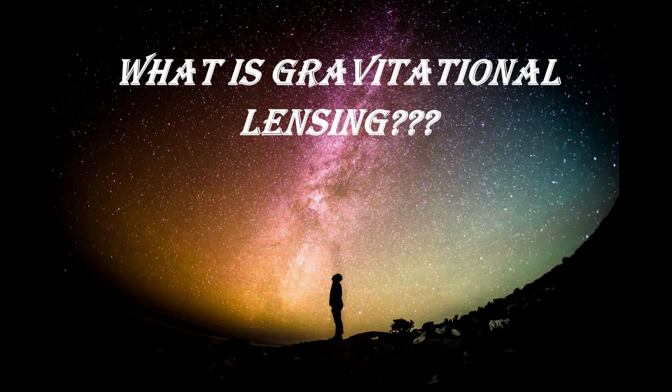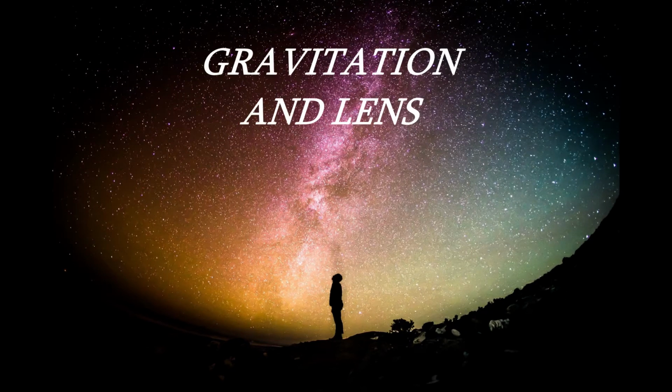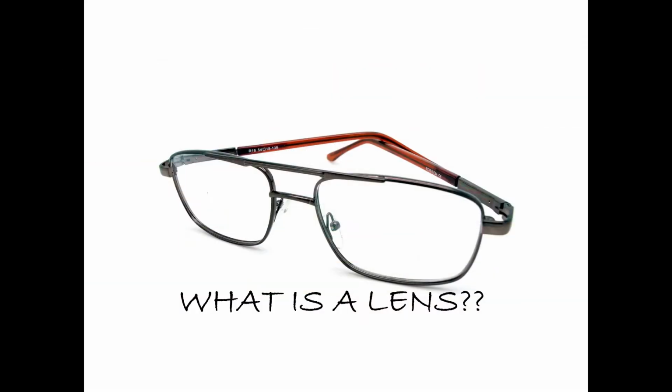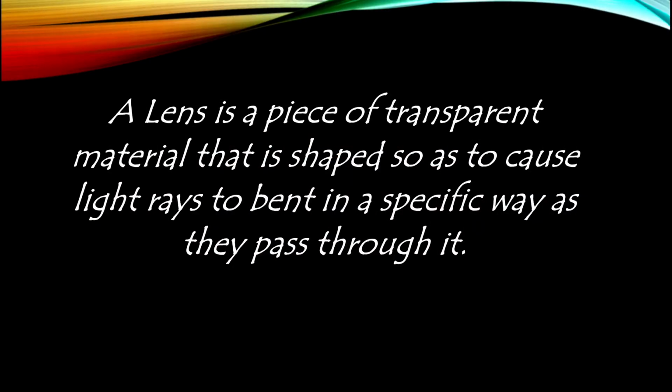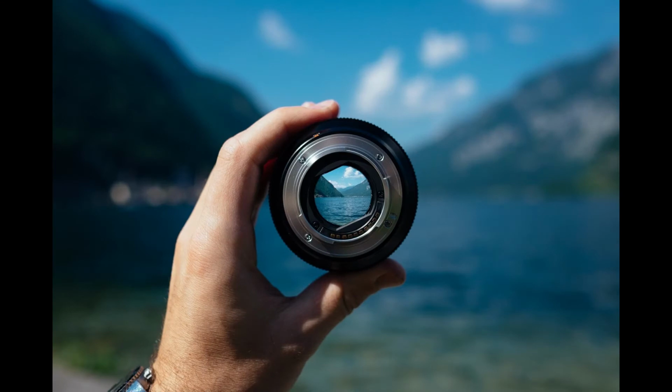What is gravitational lensing? Before we get into this, let's split this word: gravitation and lens. So the first question is, what is a lens? A lens is a piece of transparent material that is shaped so as to cause light rays to bend in a specific way as they pass through it. So the main function of a lens is to magnify an object.